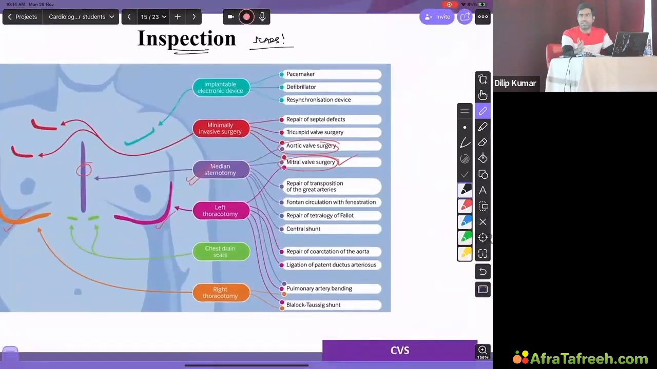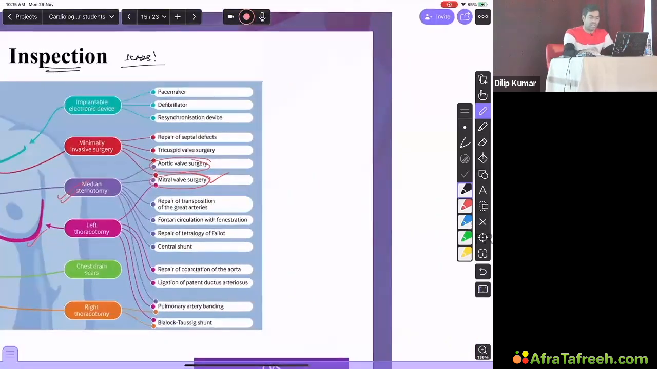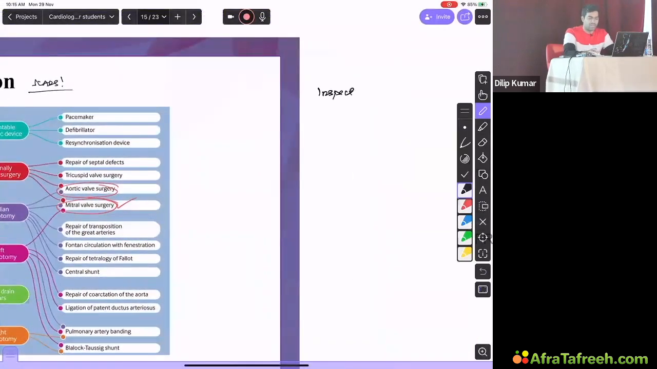So what are the things you will see on inspection? When you talk about inspection, number one is JVP, as I've told you. Very obviously visible things: JVP. Remember, if there is no scar, because it's a negative point, you can say it at the end. But if there is a scar, you have to comment immediately. This practice will help you not to miss it.